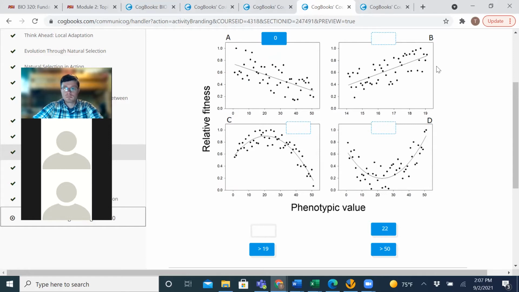So greater than 19. Yeah, 19 is the most extreme end. So this is likely the answer. I would agree. Now, what about something here?